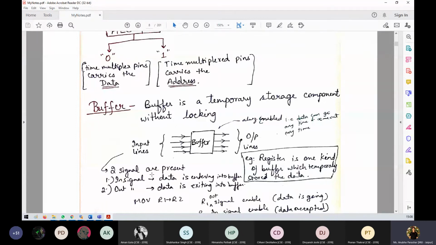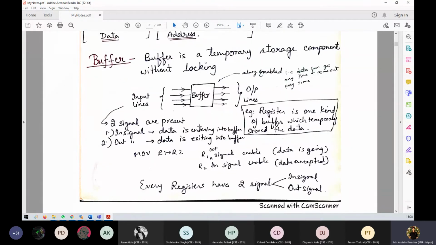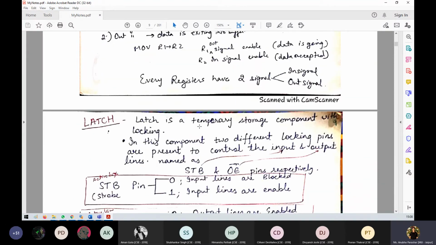Then it checks whether this device is compatible with the current software or not, whether any update is required, all those things need to be checked. That kind of data we are talking about. So whatever input comes could be stored here in the buffer, and it is temporary storage without locking.